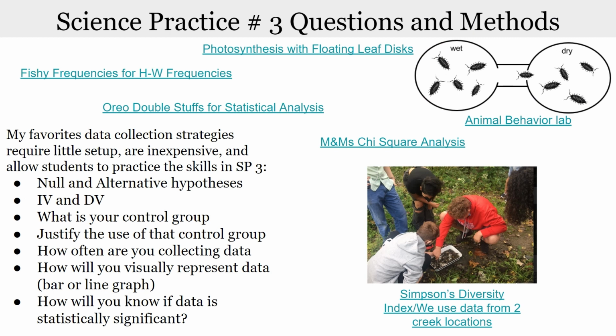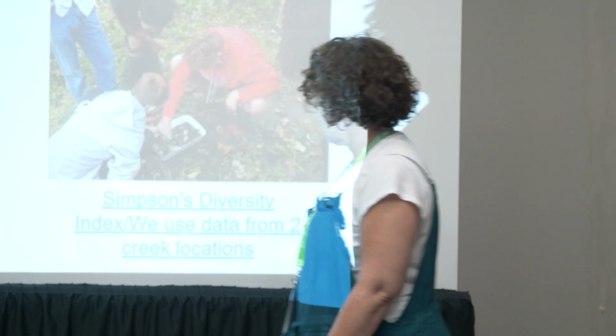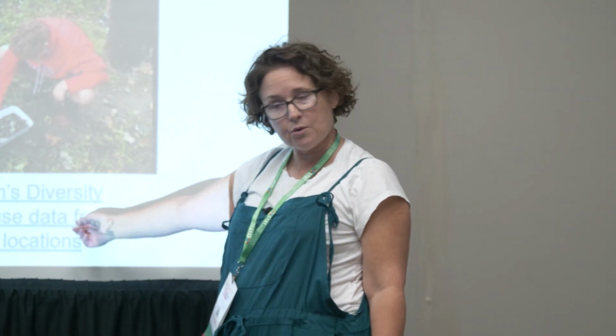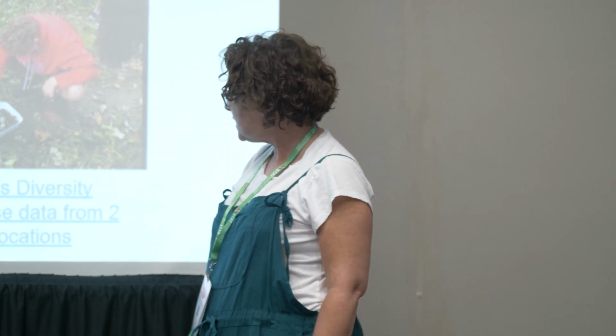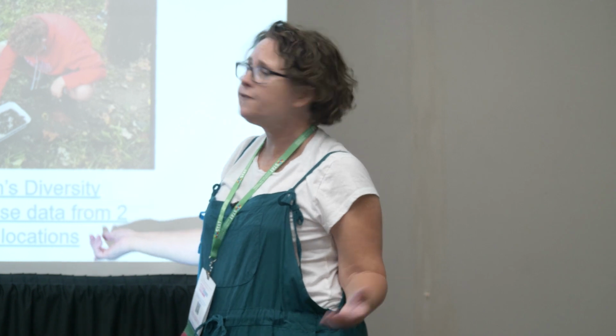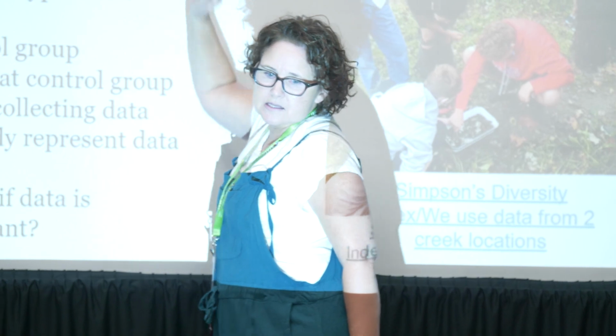So all of these represent labs that do those things, but not just those things. They can gather statistical evidence using those. One of my favorites is photosynthesis with the floating leaf discs. That's straight out of the College Board's lab manual. In addition to that, M&Ms and chi-square analysis. It really just takes a bag of M&Ms, and you can do a chi-square analysis. I like doing Simpson's Diversity Index, which was added when they redid the curriculum in 2018. Love this one, it gets us outside for a few minutes out of the day. We do Oreo double stuffs for statistical analysis.